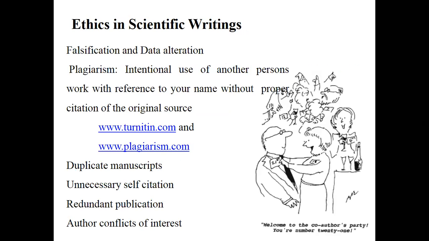So ethics in scientific writing depends on avoiding falsification and data alteration. Plagiarism is the most important point. Here we have another cartoon: Welcome to the co-authors party. You are number 21. If three or four people write an article, but the whole friend list is in the author list, it's not good. The person who contributes, you just need to add his or her name. Don't try to add everyone's name in your article. This practice is very common nowadays.